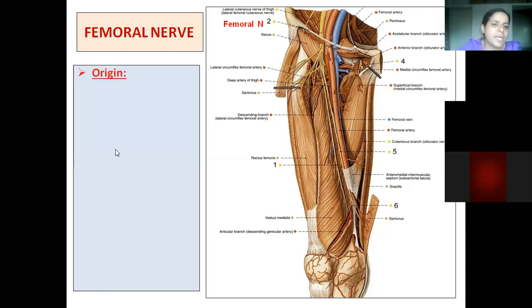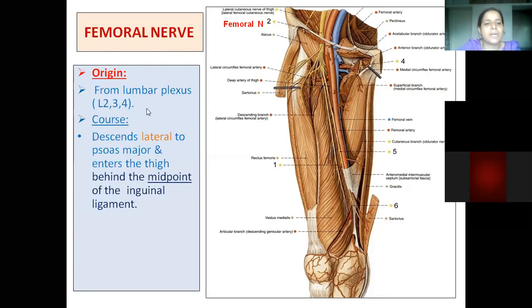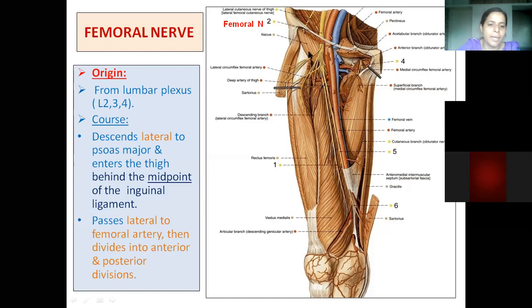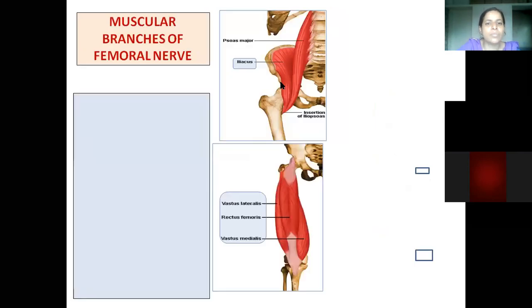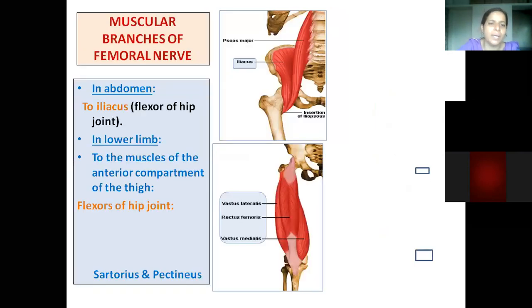Okay, the same story will be written here, beta. Femoral nerve comes from the lumbar plexus, L2, L3, L4. It descends lateral to the psoas major muscle, which you are finding in the abdomen. It enters behind the inguinal ligament at the mid-inguinal point, midpoint. It passes lateral to the femoral artery and divides into anterior and posterior divisions. So muscular branches actually come from the posterior.